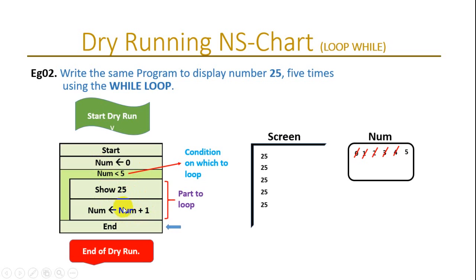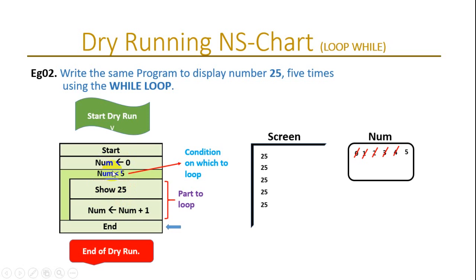In other words, based on the counter only, we make sure to check the condition and let it follow this. If this counter was not there, we would be in trouble, because num is 0 the first time. Is it less than 5? Yes, you show 25. Let's assume only this statement is there.